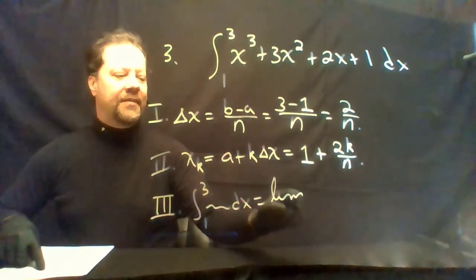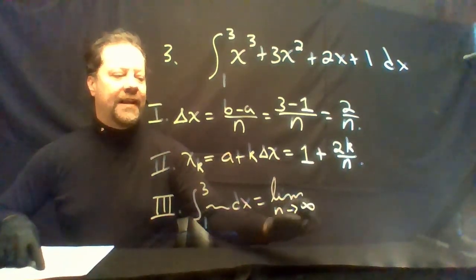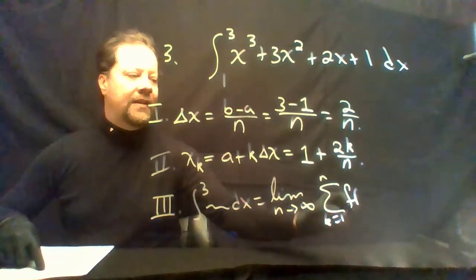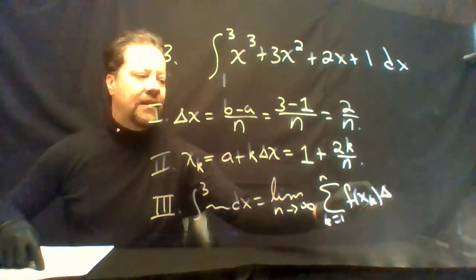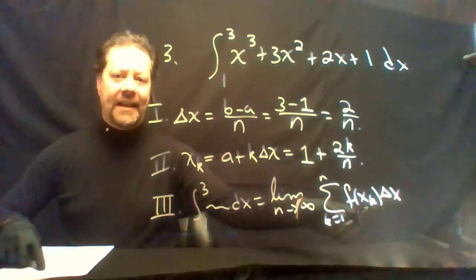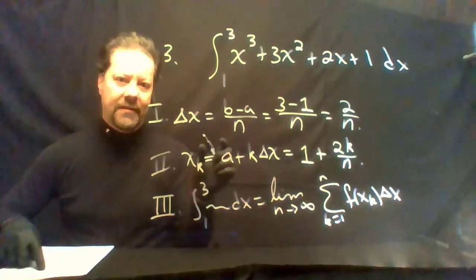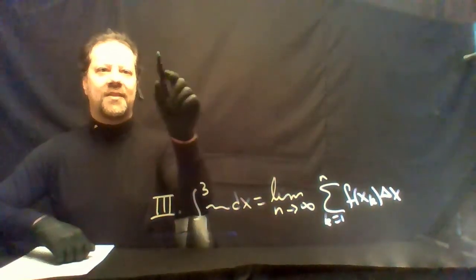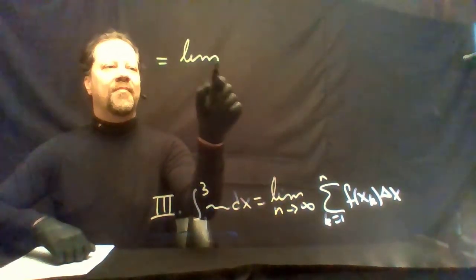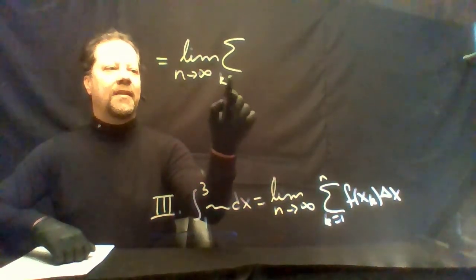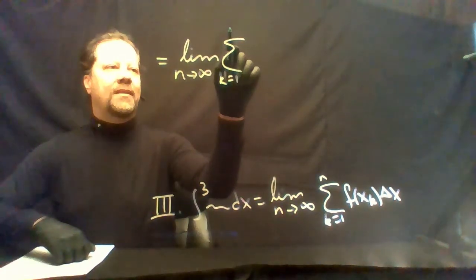Will be the limit as n goes to infinity of the sum as k goes from 1 to n, f of x_k delta x. This uses right-hand endpoints and equal-width subintervals in the partition. In this case, we have the limit as n goes to infinity of the sum as k goes from 1 to n.